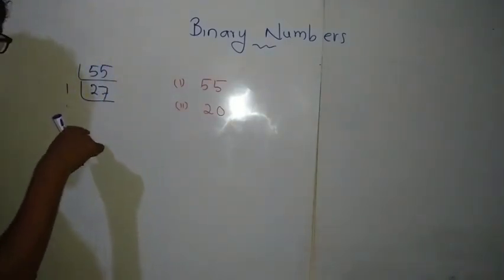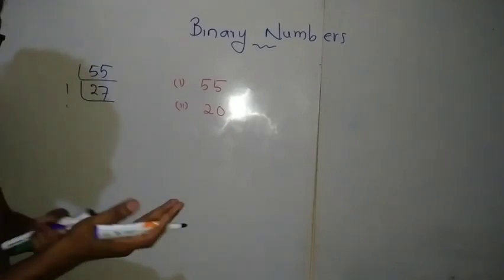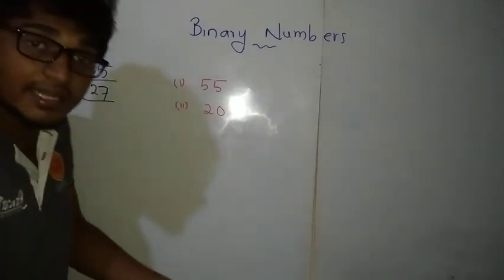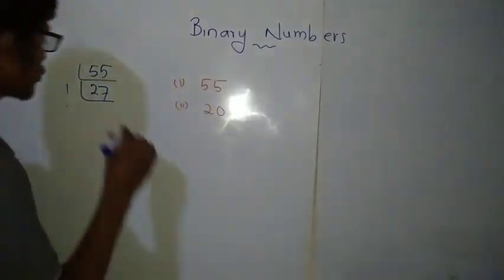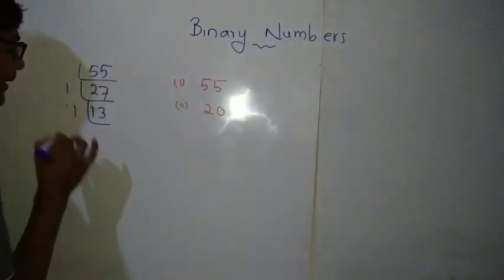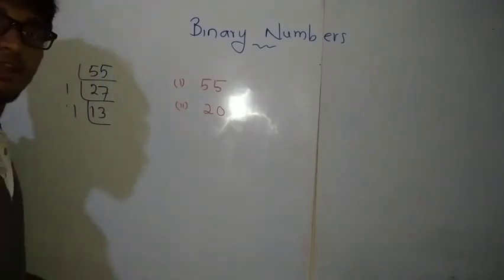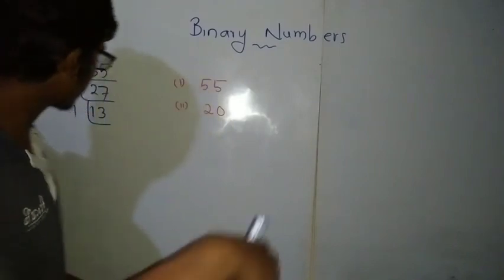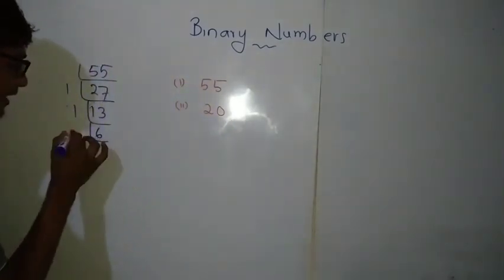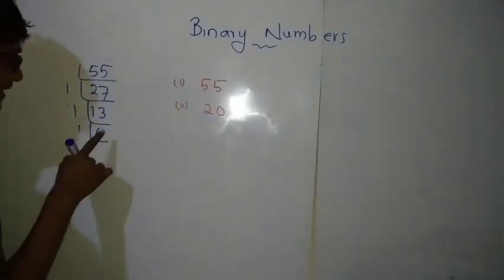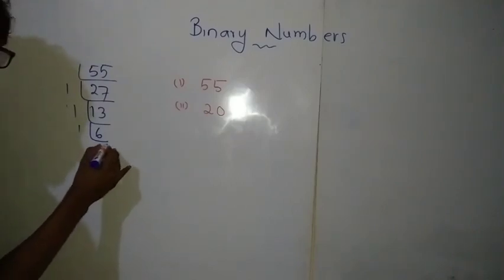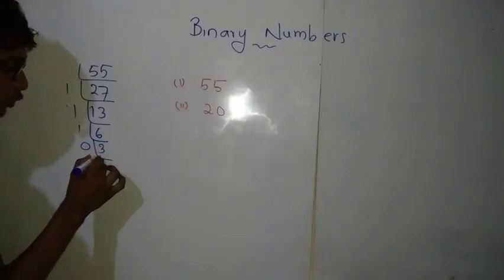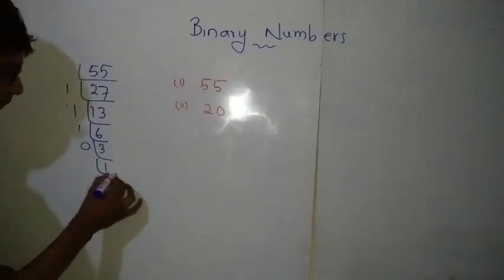27 divided by 2: 27 cannot be divided by 2 evenly, but the answer you get is 13 with 1 as the remainder. 13 divided by 2 is 6 with 1 remaining, and the remainder should be written here. 6 divided by 2 is going to be 3, and the remainder is 0. 3 divided by 2 is going to be 1 and the remainder is 1.